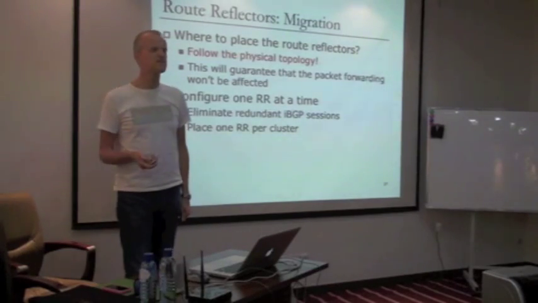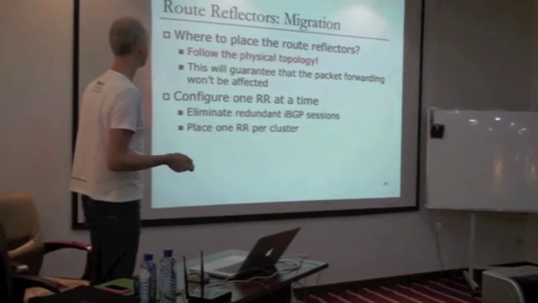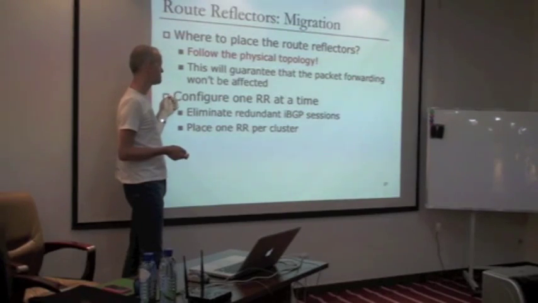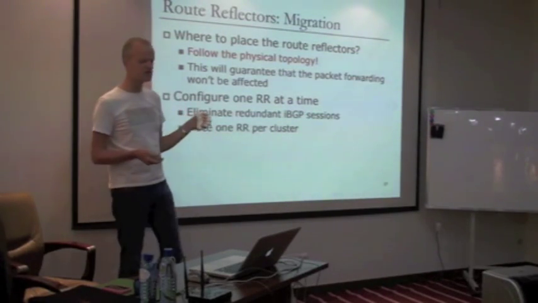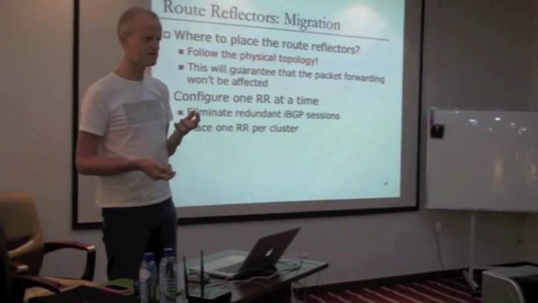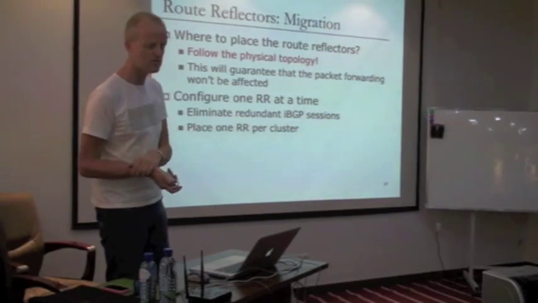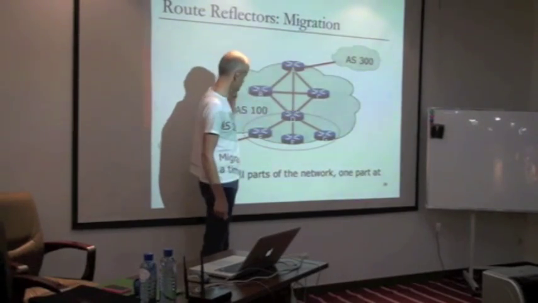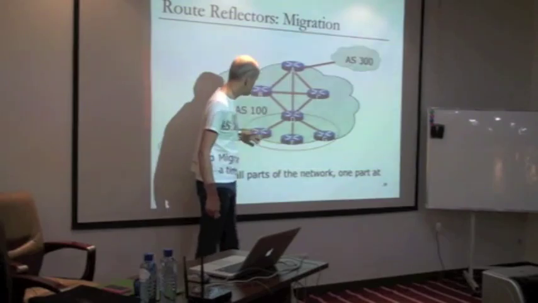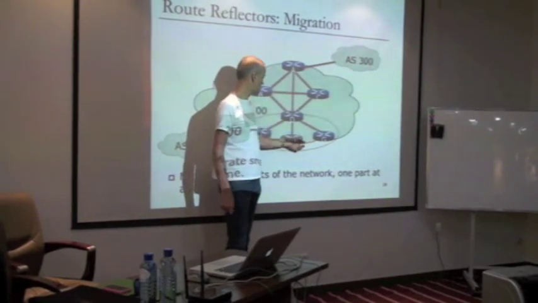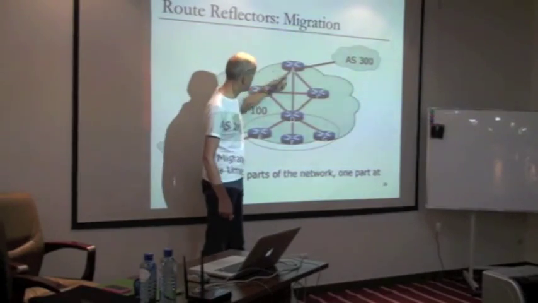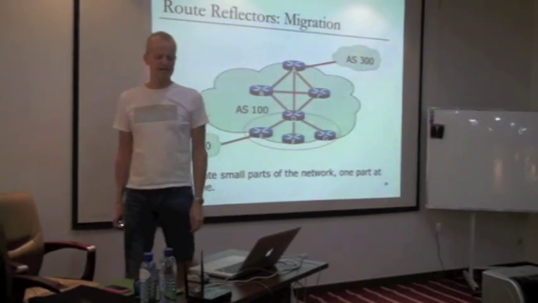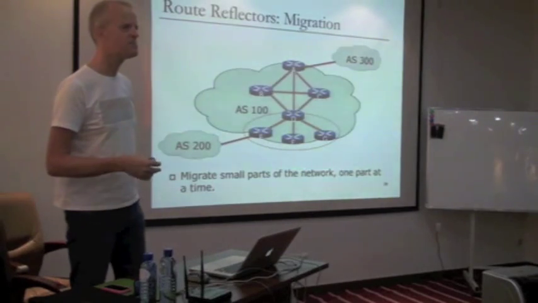Where do we put the route reflectors? Follow the physical topology. That's very important as well. And that will guarantee that packet forwarding is not affected. We configure one route reflector at a time, eliminate the redundant BGP sessions, and put one route reflector per cluster. So we'll do this in the lab, and you'll see how it will work. So something like this, right? We decide that router D is going to be a route reflector. So we declare on router D that E, F, and G are clients. Once we've declared that these are clients, we then remove the redundant BGP sessions from A, B, and C to E, F, and G. So it's a very, very simple thing. As long as you have a strategy, it's a very simple migration to do.